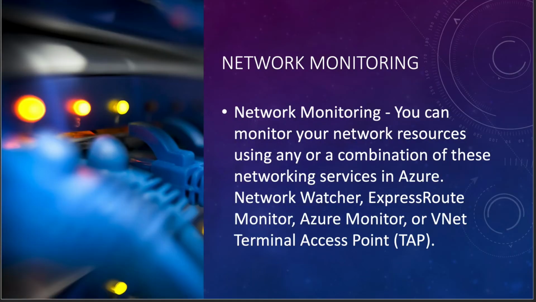Network monitoring, we are going to do this all the time. Your network engineer should be monitoring your network for weird all the time. So Network Watcher, Express Route monitors, Azure monitors, or VNet terminal access points. These are all ways that you can network monitor. These are all systems that you can then plug into a log analyzer or anything else. Your security group may need part of this, but your network engineers are going to be and should be in here, at least at the minimal, doing that Azure Network Watcher and making sure that all the traffic flows are good and nothing weird is happening.